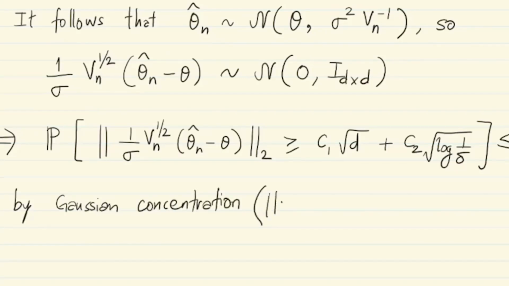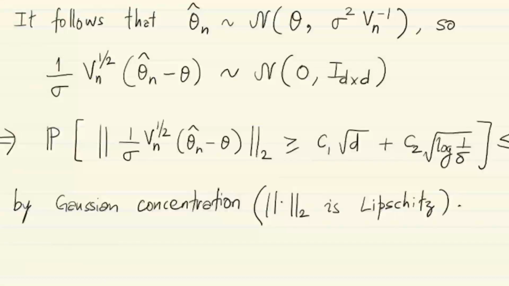Since the L2 norm function is a Lipschitz function with respect to the L2 norm itself, you can use the Gaussian concentration inequality along with basically this C1 square root d, which is actually a bound on the expected value of the L2 norm of a standard Gaussian vector. So that's where you get this from. The second term here comes from concentration about the mean. The first term is basically by estimating the expected norm of a Gaussian vector itself. So this is standard.